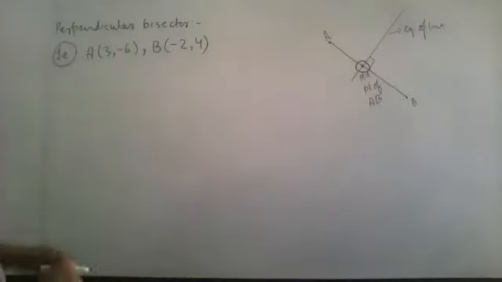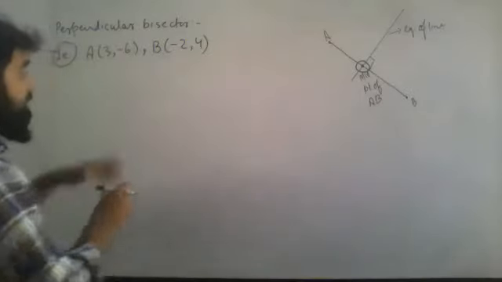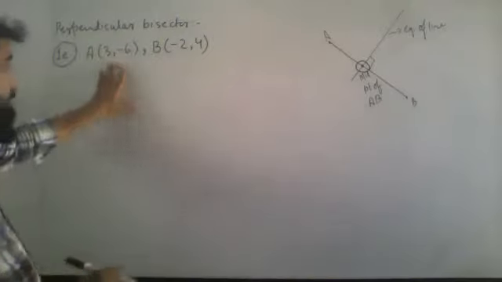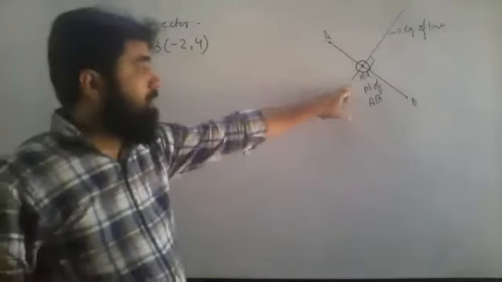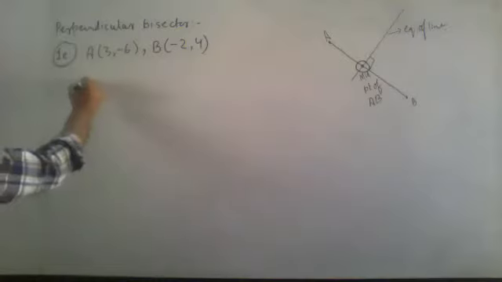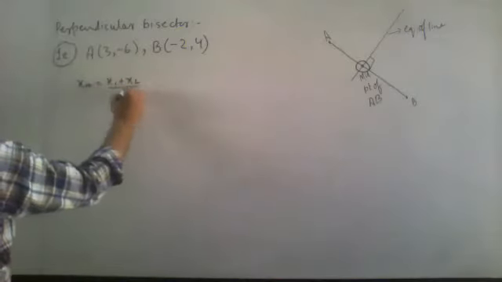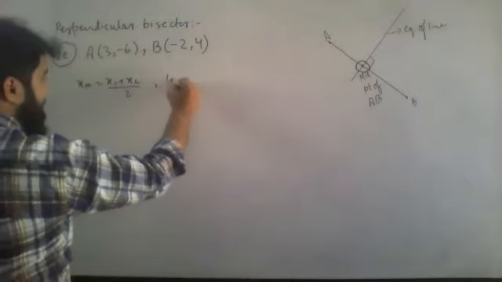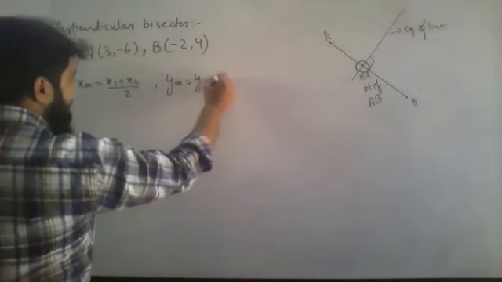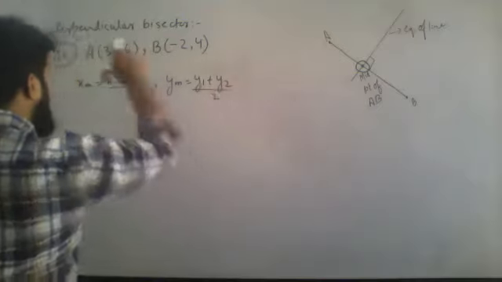Okay, so this is the question and I have to find the perpendicular bisector. First of all, I am going to find the midpoint. Xm equals x1 plus x2 divided by 2, and Ym equals y1 plus y2 divided by 2.